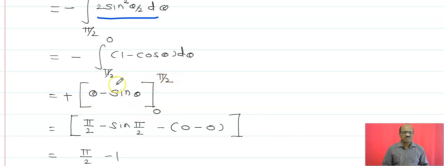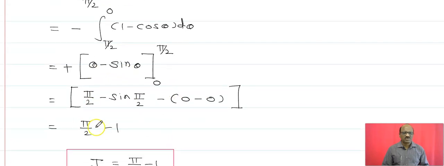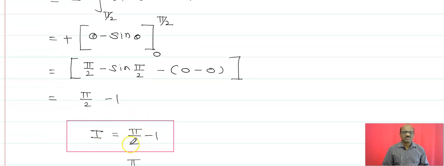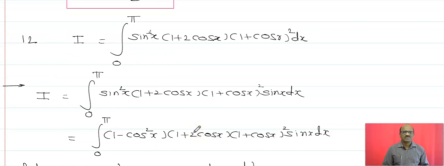Now substitute upper limit minus lower limit. That is pi by 2 minus sin of pi by 2, minus 0. Therefore, pi by 2. What about the sin pi by 2? It is 1. Therefore, I is equal to pi by 2 minus 1. Now the next problem.